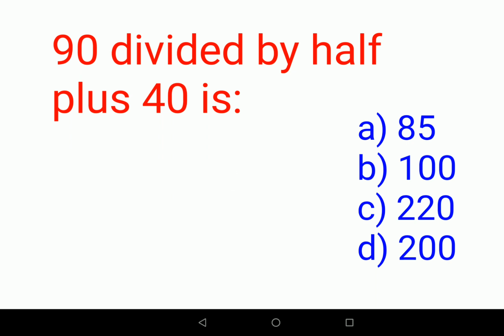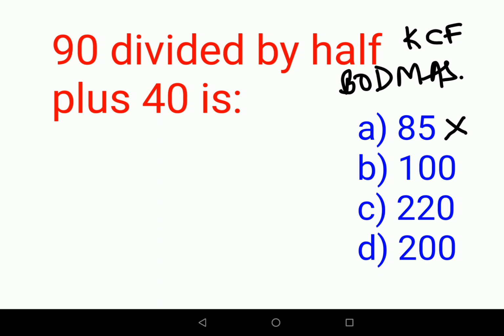First, very important, if you guys have thought that the answer is 85, then I request all of y'all that that's the wrong answer. Why? Because I'll very quickly show you it doesn't follow the rule of BODMAS. Okay, and then there is something which is very important, the rule of KCF. So if that is not followed, things lead you to the wrong answer.